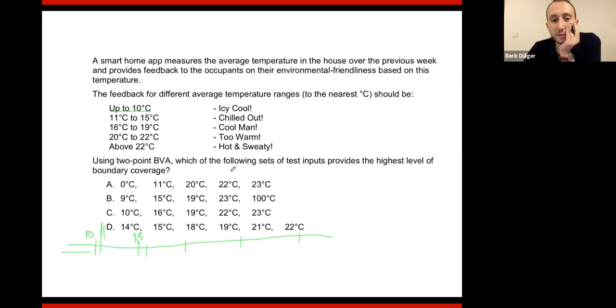And the question asks you which of the following sets of test inputs provides higher level of coverage. You might have this type of question in an exam for any test technique. It is not mandatory to achieve 100% coverage. Question might ask you which creates the highest coverage. This is an example for those type of questions.